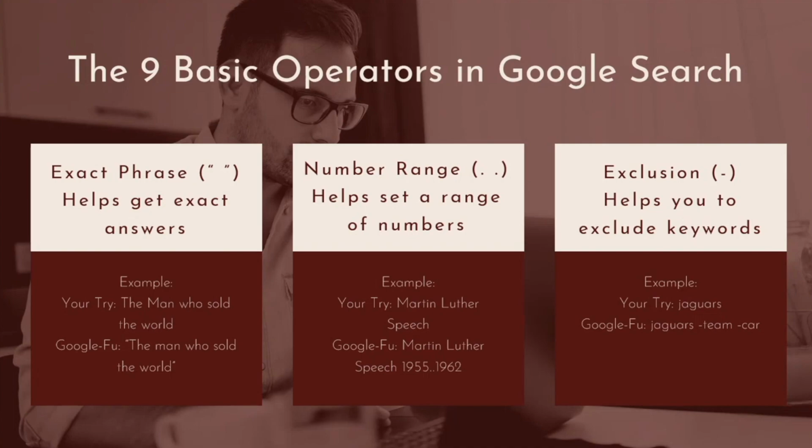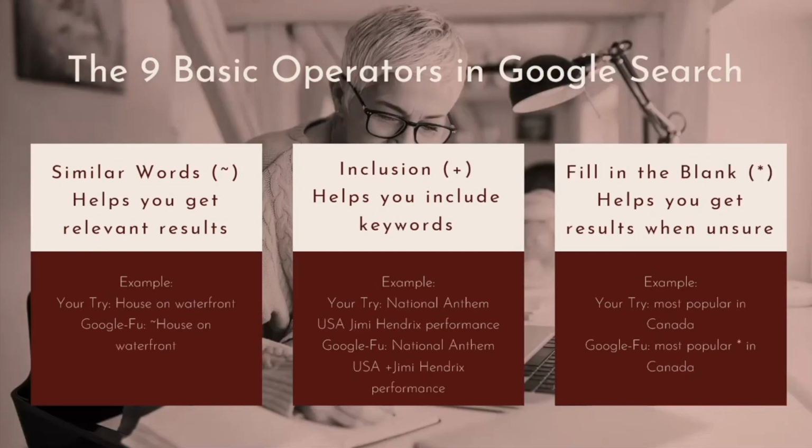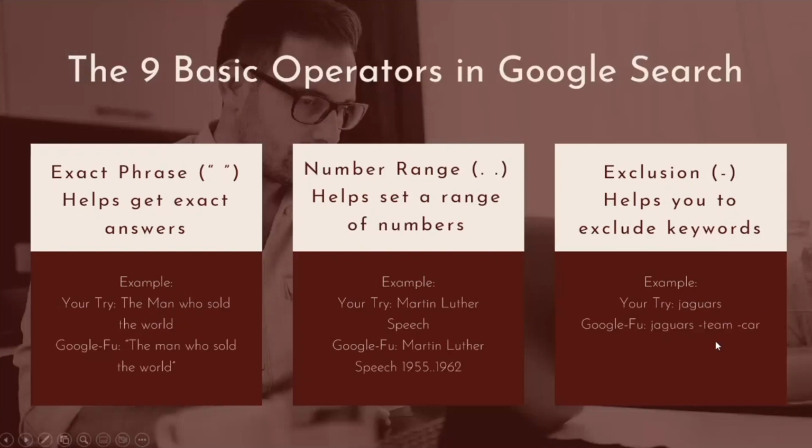You can use exclusion by using a little minus in front of other words. So if I really want to look up Jaguars, the animal, and I don't want the sports team, and I don't want the car, it can really help to narrow that down by having those minus operators there.